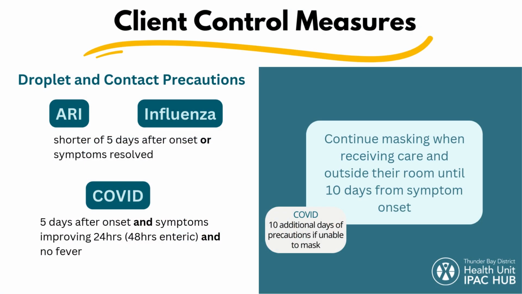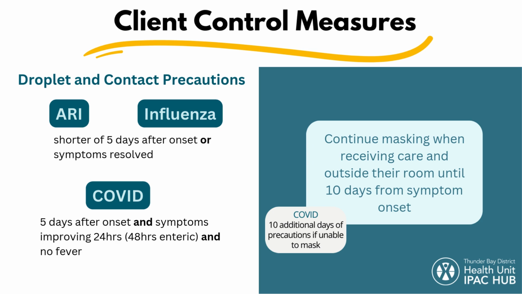So, some client control measures for ARIs or influenza. Cases or ill residents should be encouraged to stay in their room and should be on droplet and contact precautions until 5 days after the onset of acute illness or until symptoms have resolved, whichever is shorter. For some pathogens, the period of communicability may be longer than 5 days. For example, if a client has RSV and is still symptomatic on day 5, they should isolate until symptom-free or until day 8. Consultation with the Public Health Unit infectious disease team will help determine what is required.